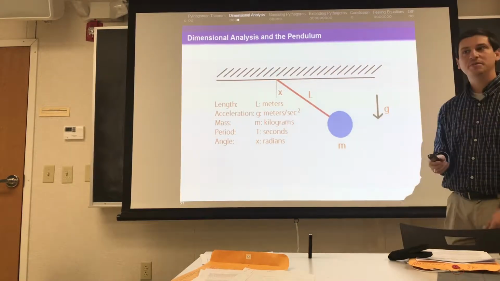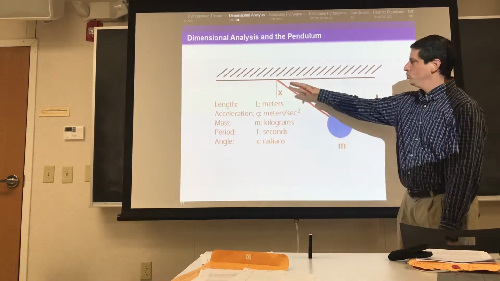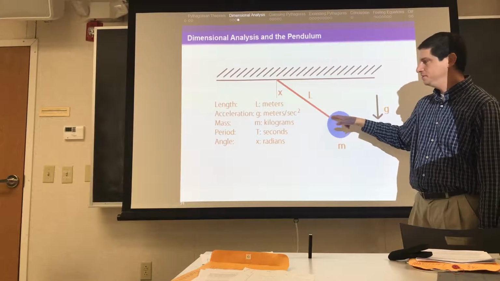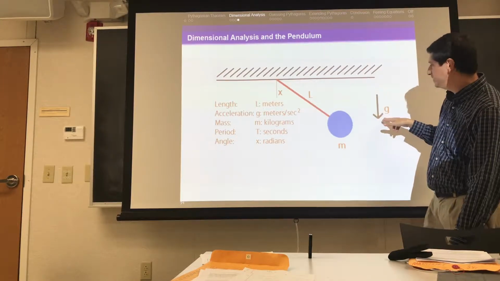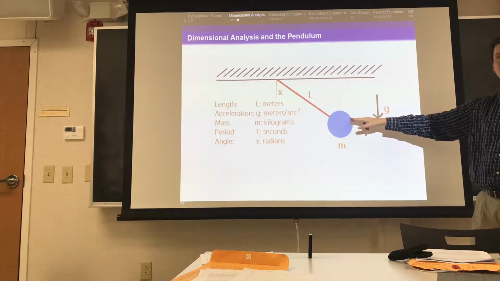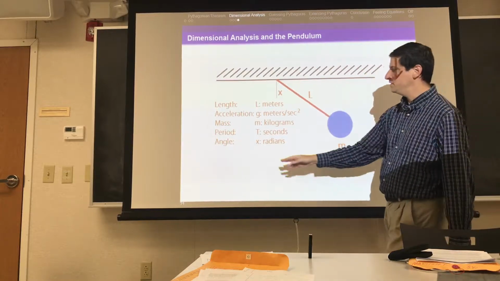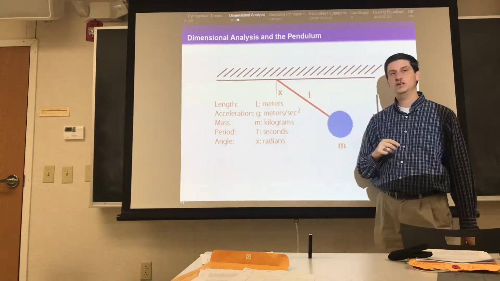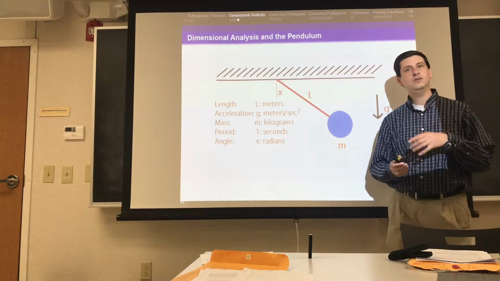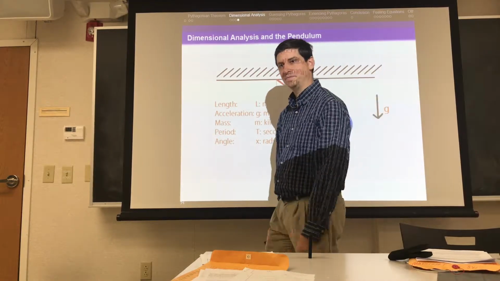Let's analyze this using dimensions. What do we have? We have the length of the bob in meters. We have the acceleration due to gravity in meters per second squared. We have the mass in kilograms. We have the period in seconds. And we have an angle in radians. And remember, angles are unitless.